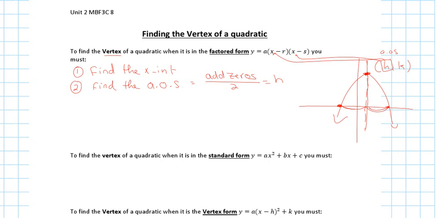Remember that a point is made of two things, x and y. In this case, we replace the x and y with h and k. So when I find my h value, I take that value and plug it into x to solve for y. We'll do an example.